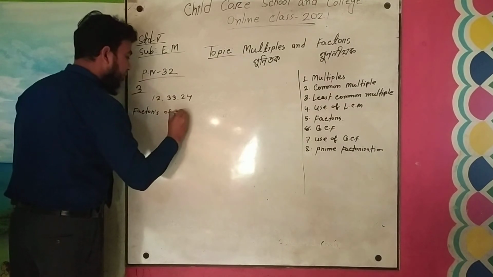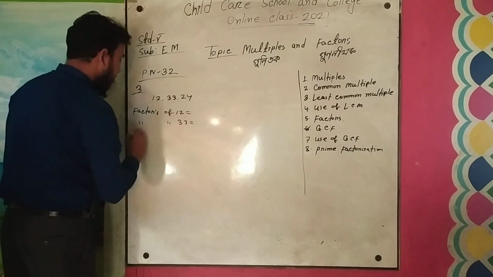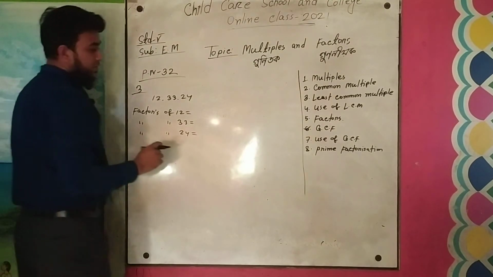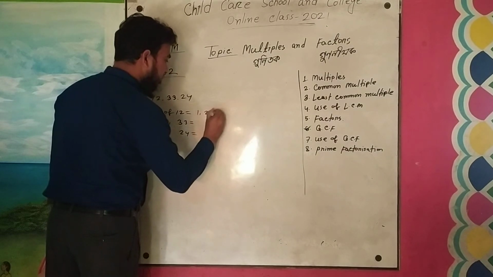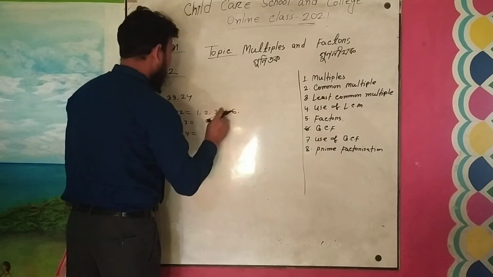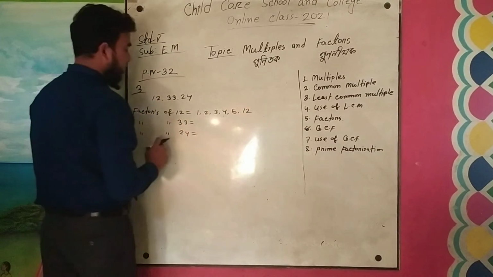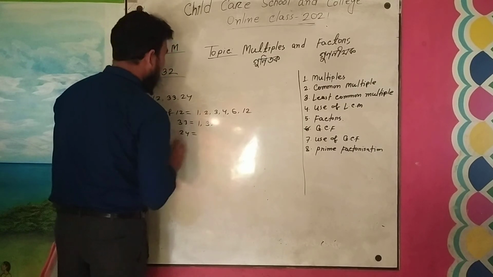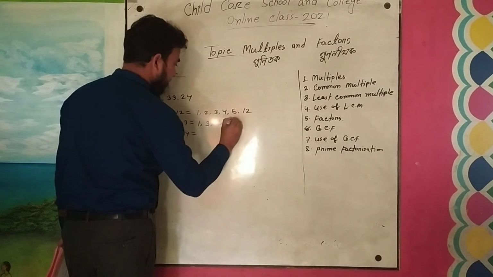Factors of 12, factors of 33, factors of 24. At first you have to write the factors of 12. Already we have written this. It will be 1, 2, 3, 4, 6, and the last one is 12. Now factors of 33, what will be? 1, 2, this is not possible, 3, then 11, and the last one is 33.